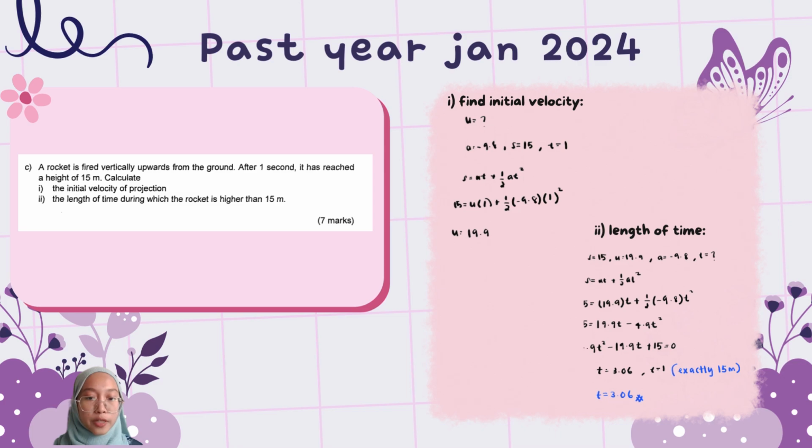Also the same, you can use the formula S equal to UT plus 1 over 2 AT squared. So for the value, we need to find the value of T, right? After you substitute it, you will get two values of T, which is 3.06 and T equal to 1. But if T equal to 1, it is exactly 50 meters. So we'll ignore that value. So the answer is T equal to 3.06.